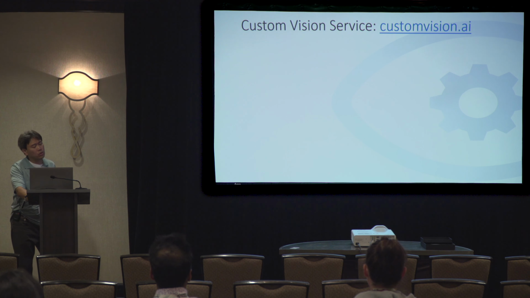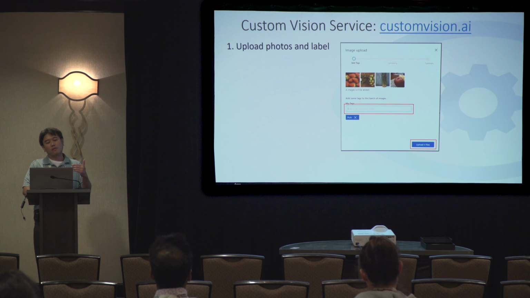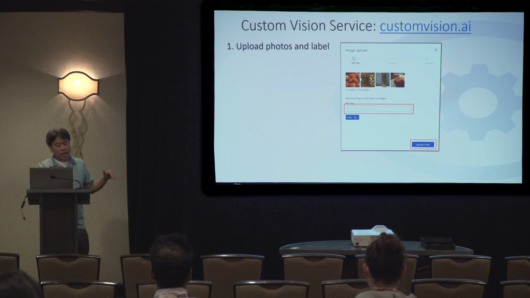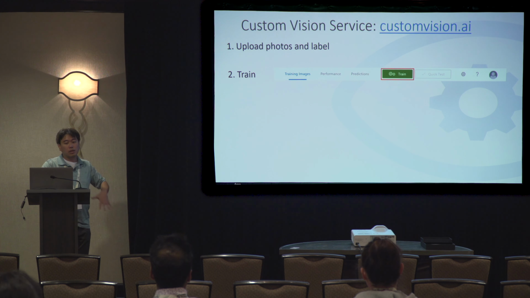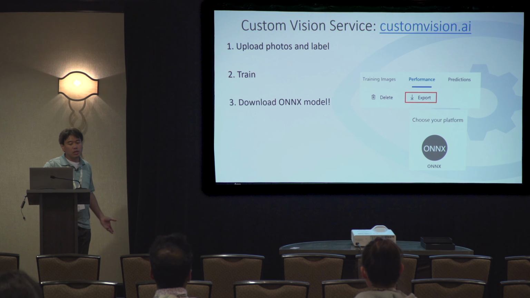Another way is through Custom Vision service, where if you go to customvision.ai, a place where you can upload photos and label them. Like in this case, I'm uploading pictures of fruit, and then I tag them and specify these are the pictures of fruits. And then you can click train. It would run and create a model for you, and then you can export it as an ONNX model.